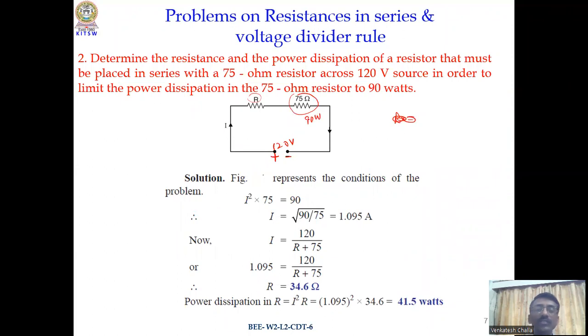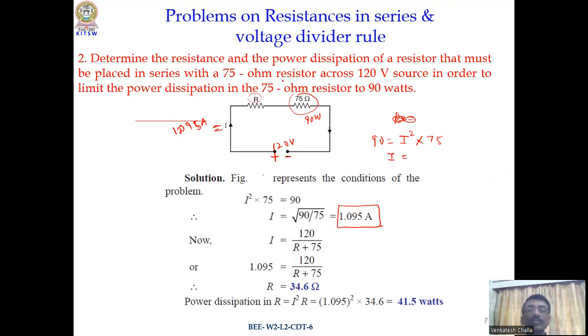The current should be such that I squared R for this one should be 90 watts. So 90 watts should be equal to I squared into 75. So I can find I, and that I is the square root of 90 by 75, that is 1.095 amperes. Now once I get this current, this is 1.095 amperes.